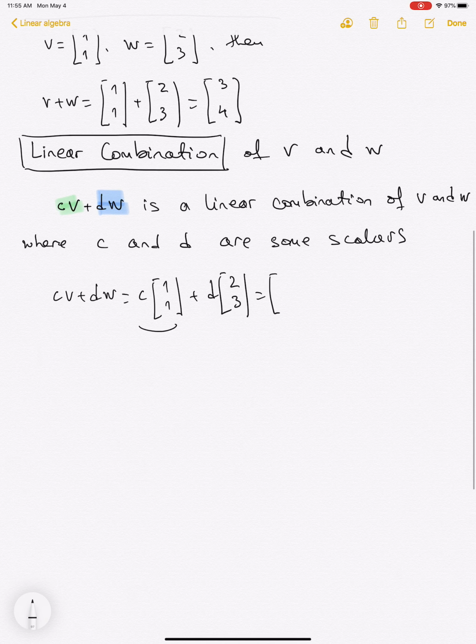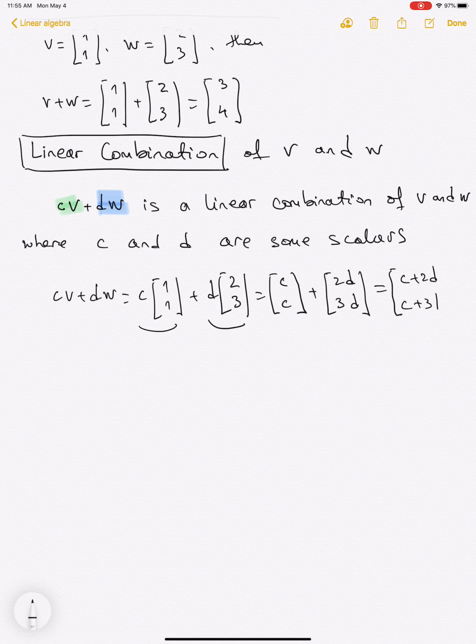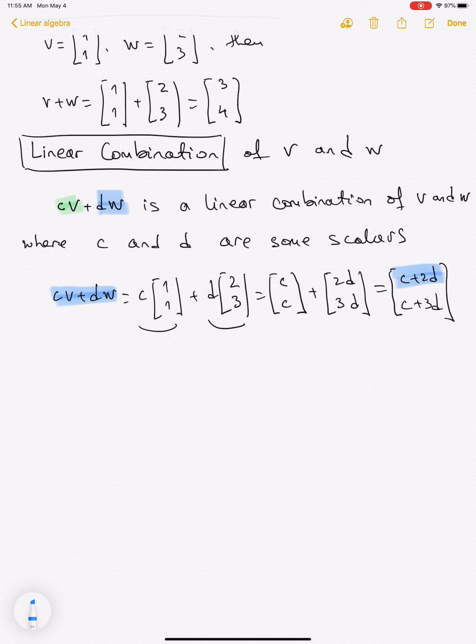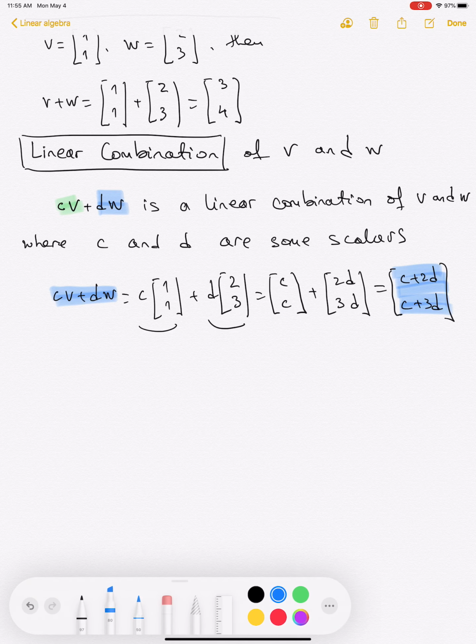Scalar multiplication here would give us the vector c, c. Scalar multiplication with d times 2, 3 is 2d, 3d. And when we add the two component by component, we get c plus 2d, c plus 3d. So we see that all combinations of v and w look like that. Their first and second components are precisely defined. So as long as you have a vector that looks like that, you're good to go.